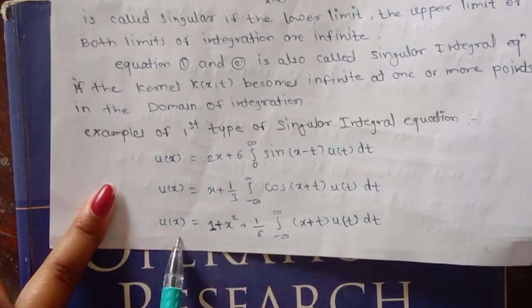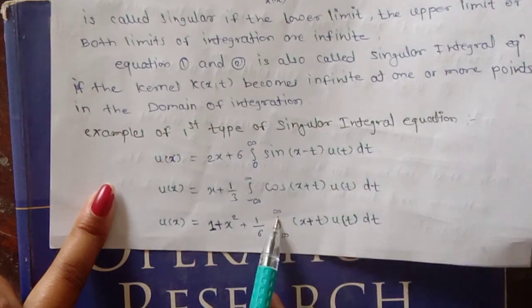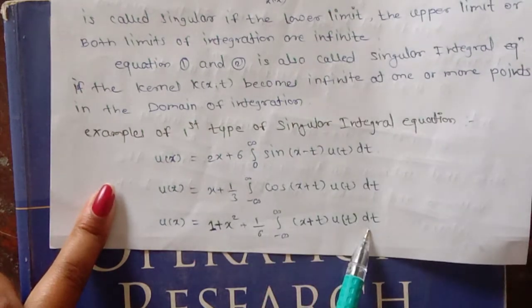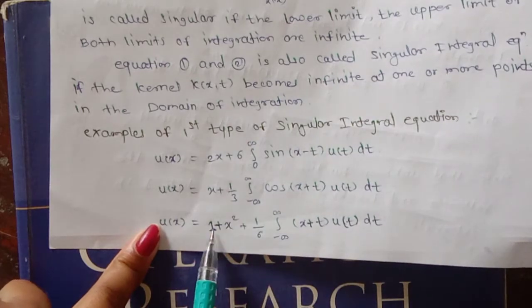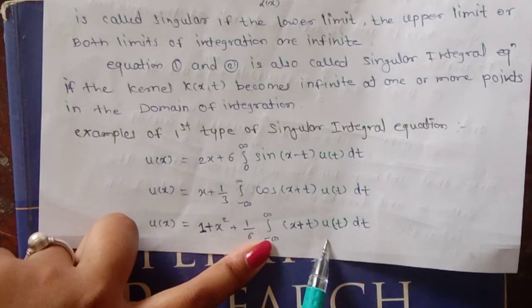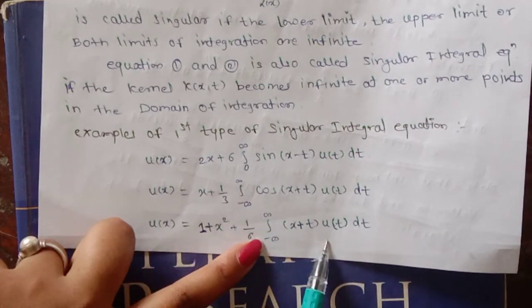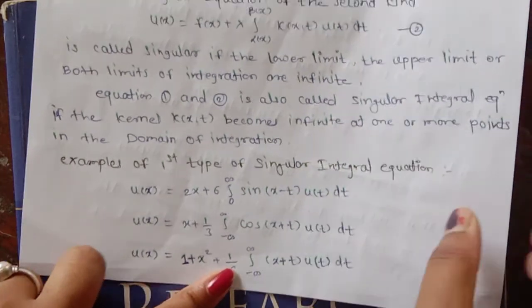Similarly this equation u of x is equal to 1 plus x square plus 1 by 6 integral minus infinity to infinity x plus t u of t dt. Here also your lambda is 1 by 6, your function f of x is 1 plus x square, the kernel is x plus t and u of t is your unknown function, and the limits of the integration are infinite, minus infinity to infinity. So this is a singular integral equation of the first kind.